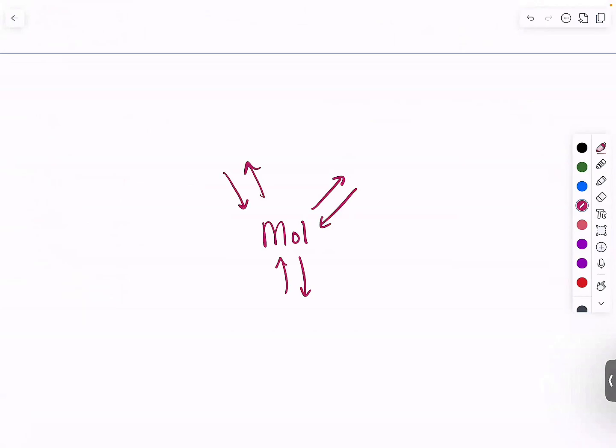Okay, there's the central mole. Mole is in the center, right? And you might see there's mass, there's liters of gas. That's at STP. That's the qualifier here. It has to be STP. And then we also have number of particles. And I won't write those all out again, but we know those are atoms, molecules, formula units, et cetera.